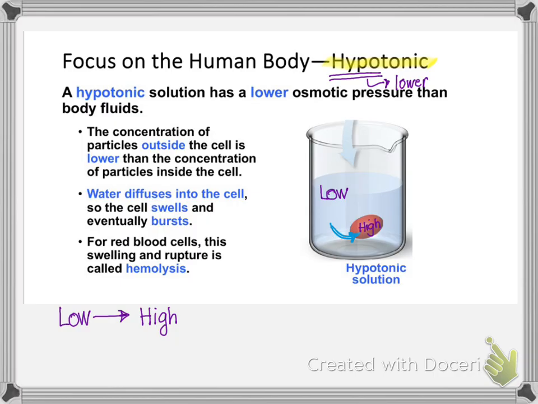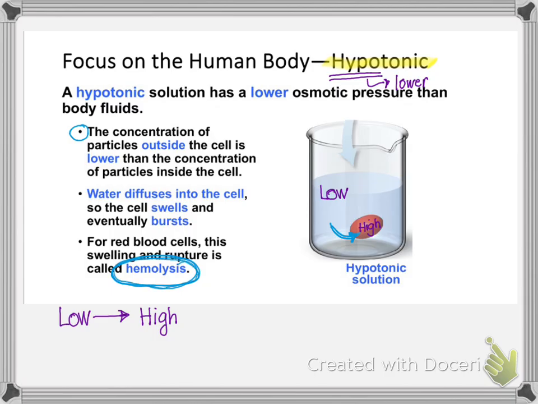Now, if you look at the previous slide, the red blood cell's a little flat, but now it looks like it's puffed up. And so here, let's read through the first bullet point. The concentration of the particles outside is lower than what's inside the cell. So the water will go from low particle concentration to high particle concentration. And so the water will flow into the cell. Eventually, the cell could burst because it can't contain that as the water keeps flowing in. The bursting and rupturing of red blood cells is called, you can see down here, hemolysis.